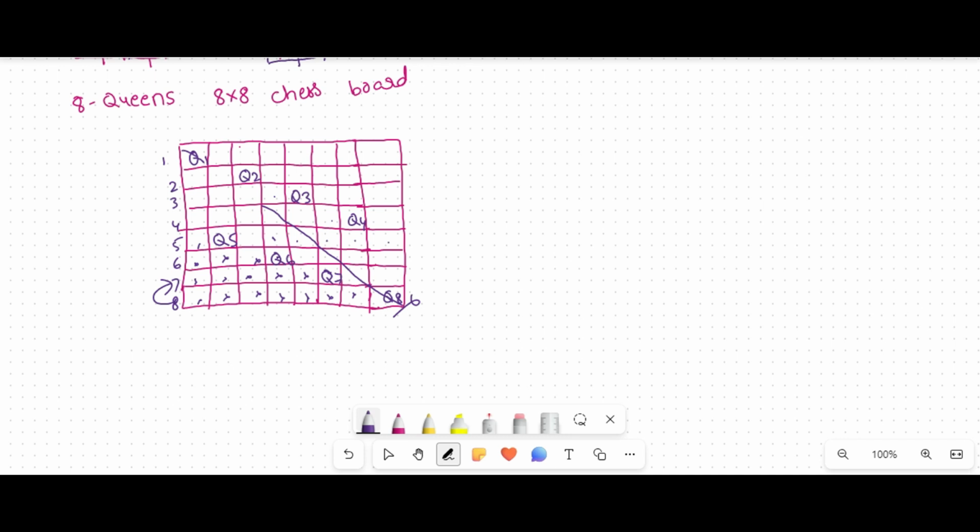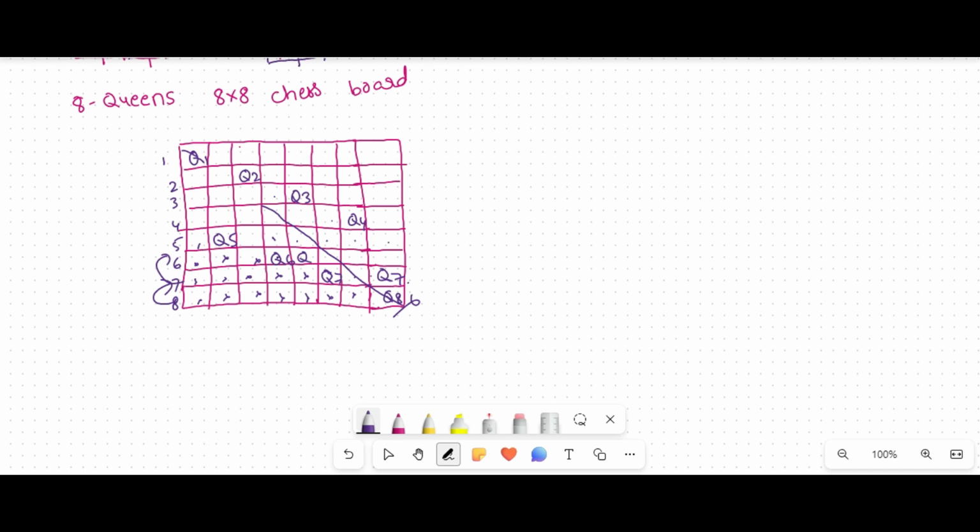So 7th queen, where can you place? You can't place here. Can you place here, Q7? Check this. For example, see here also you can't place. You checked all these possibilities. So that means for Q7 also you are not getting a place. So that means again move back.